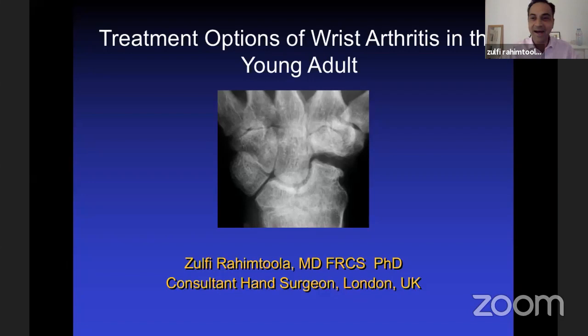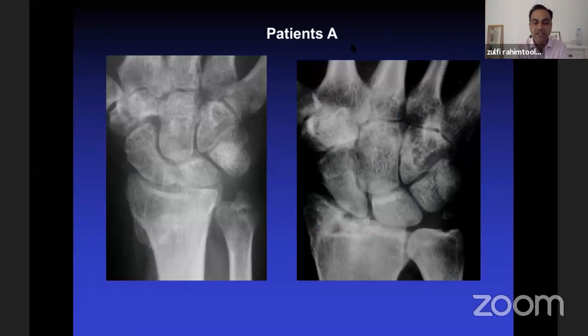I've been asked to talk about the treatment options of wrist arthritis in the younger, more active population. It's taking a little bit away from the scaphoid and going more to the distal radius. I'll share with you the type of patient that we're considering here. This is patient A on the left, with radial pathology that looks pretty minimal, affecting the radial scapholunate fossa. And then a slightly more elaborate type of fracture pattern.